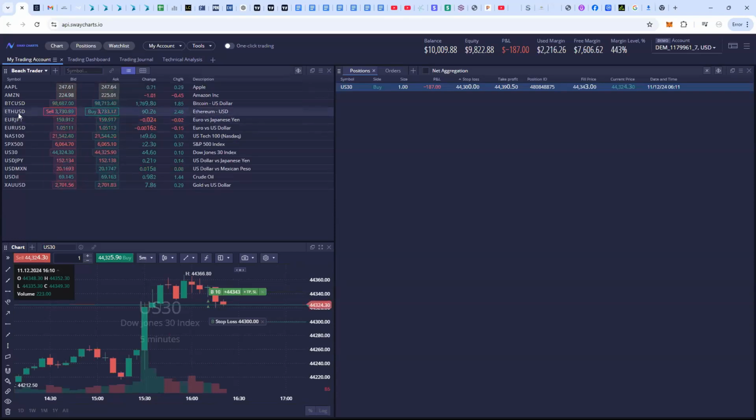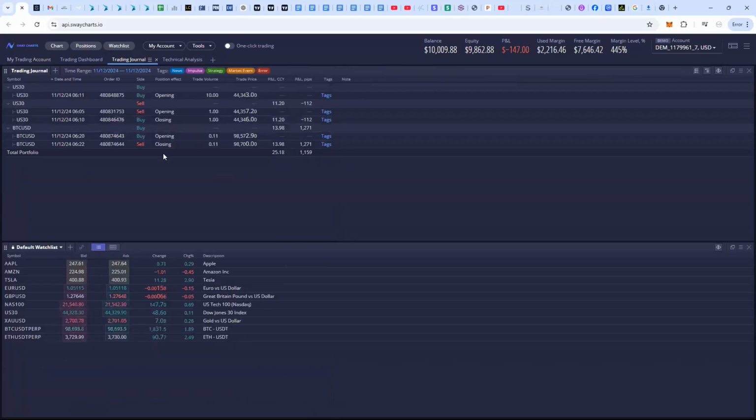Okay, we won the Bitcoin trade. The Bitcoin trade is over. Here we go, right here. Ethereum USD is right here. And then we just make a trade on it. So we just won a trade. So how do we know if we won or lost? We're going to go to our trade journal right here, and this tells us the trades that we won or lost.